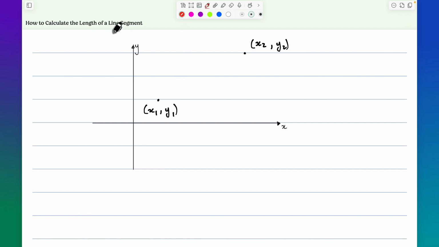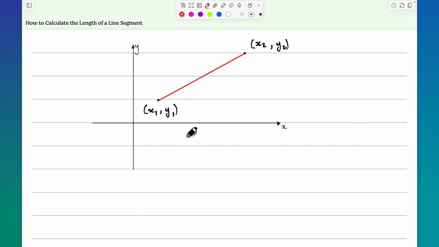Essentially, in this section, we're going to be required to calculate the distance connecting these 2 points. So if you know the x and y of this point, the x and y of that point, how do we calculate the distance that connects those 2 points? In order for us to do that, we are going to turn this into a triangle. How do we do that?